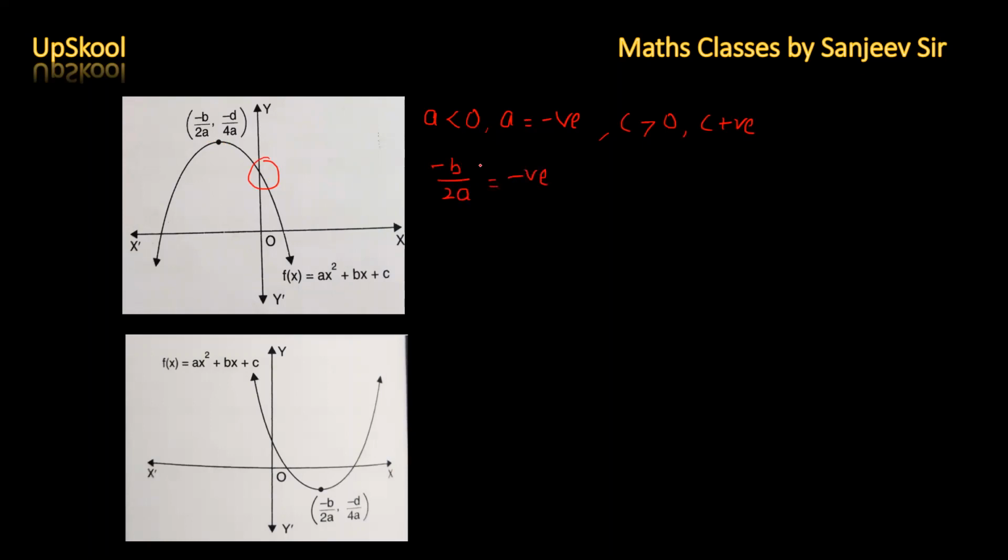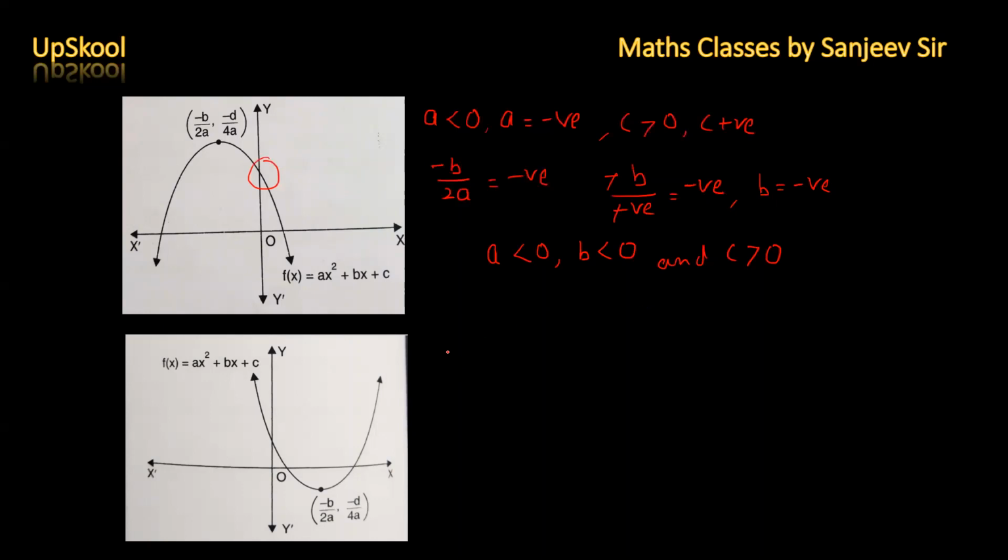a is negative, let us substitute the value. Minus b/negative is equal to negative. नेगेटिव नेगेटिव कैंसल, तो b नेगेटिव आ रहा है. तो आंसर क्या आया हमारा? a लेस देन 0, b लेस देन 0 एंड c ग्रेटर देन 0. इजी लग रहा है?